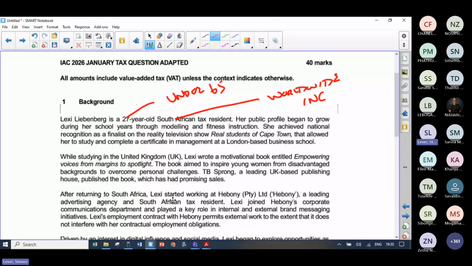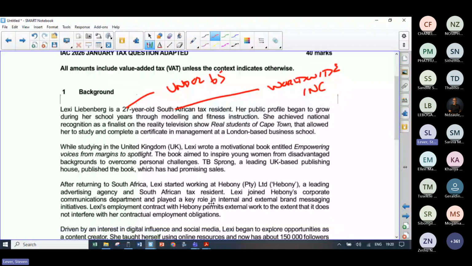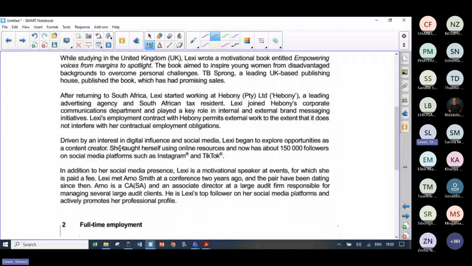After returning to South Africa, Lexi started working at Hebony, Pty Limited, a leading advertising agency and an SA tax resident. Lexi joined Hebony's corporate communications department and played a key role in internal and external brand messaging initiatives. Lexi's employment contract permits external work to the extent it does not interfere with her contractual employment obligations. Driven by an interest in digital influence and social media, Lexi began to explore opportunities as a content creator. She taught herself using online resources and now has 150,000 followers on social media platforms such as Instagram and TikTok.